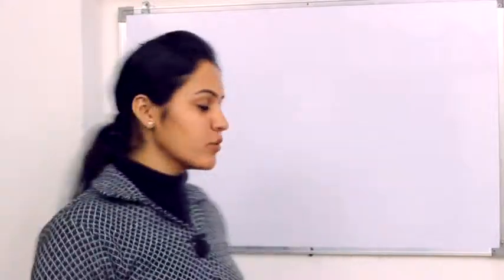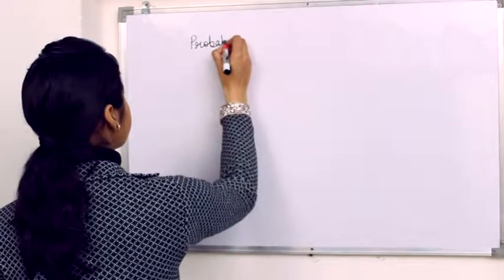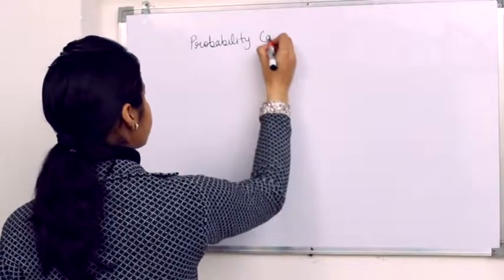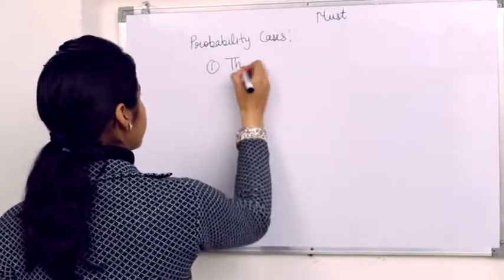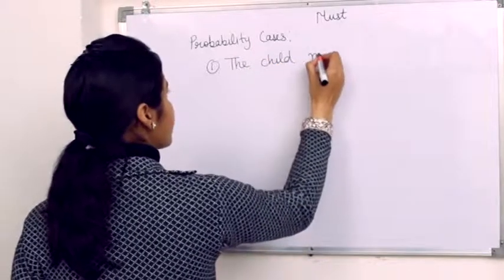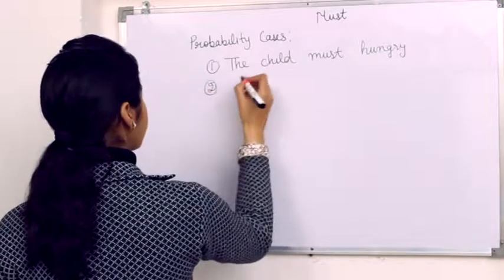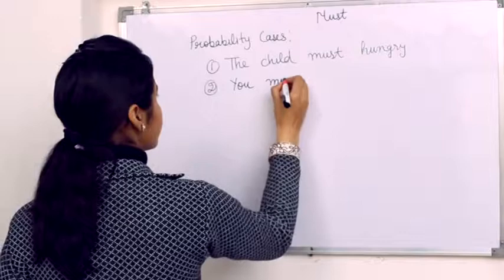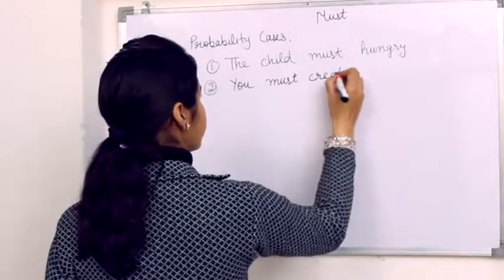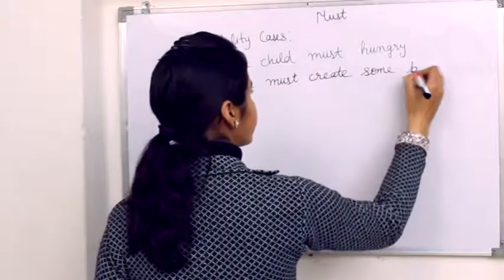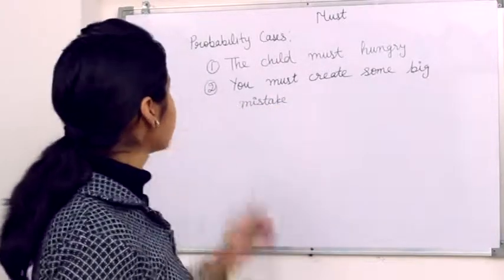Now in probability cases we use must. In probability cases, I write, the child must be hungry, and you must have made some big mistake. So this is about probability cases.